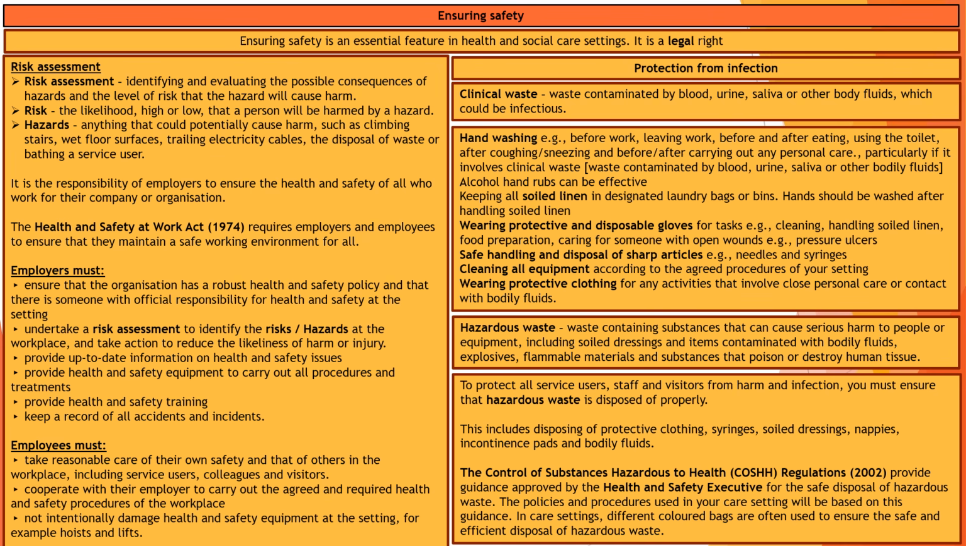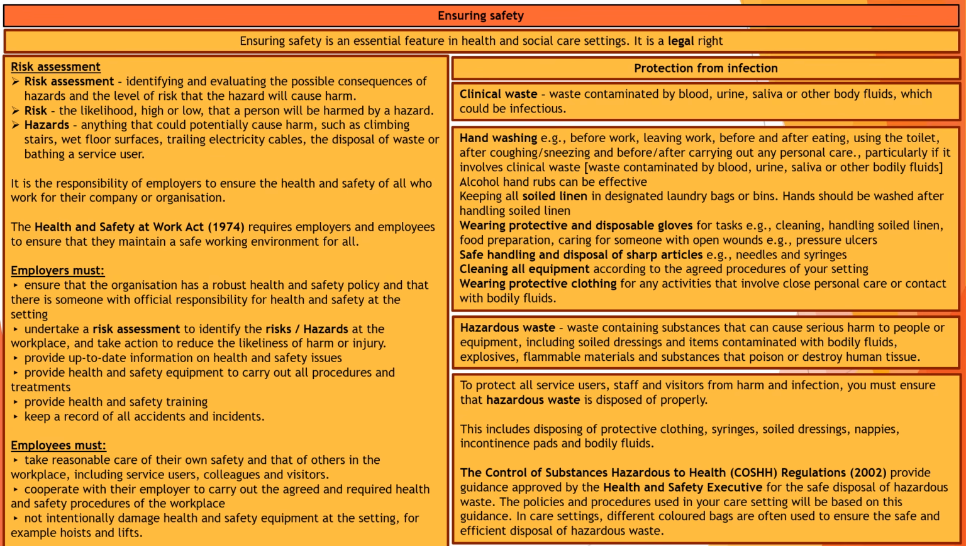So this could be equipment, this could be soiled dressings, this could be flammable or explosive materials that people may handle. It could be poisons, it could be corrosive. So it's anything which could harm someone. And it isn't just necessarily medical waste, but these could be chemicals or a piece of equipment that people use.